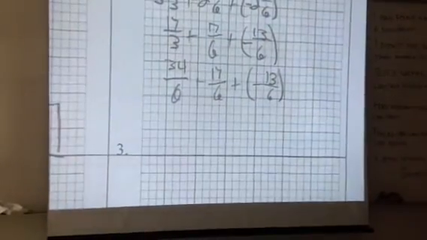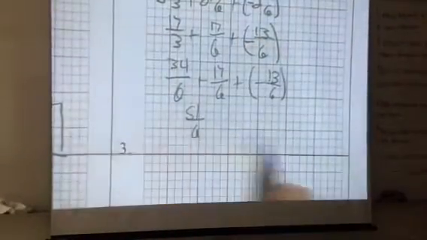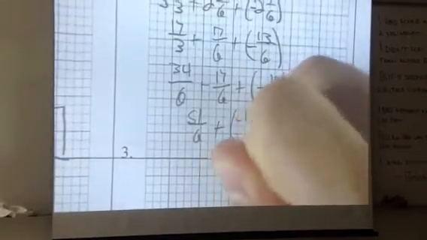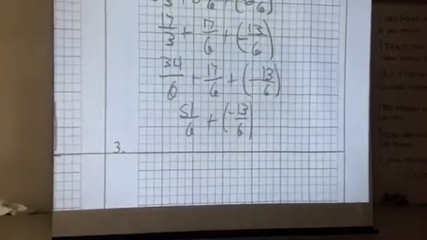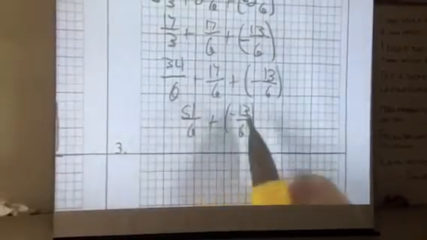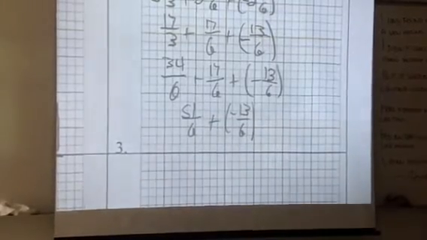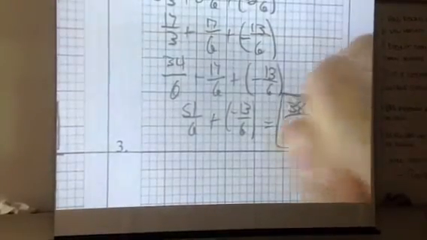Right? 34 plus 17, if I add those, I get 51 sixths. I've got addition, so I'm just going from the left to the right. 51 sixths plus negative 13 sixths. Now here's where we use our addition chant. We go same signs, add and keep, different signs, subtract. These signs are different. This is a positive, this is a negative, so we're going to subtract. 51 minus 13 is going to give me 38 sixths.